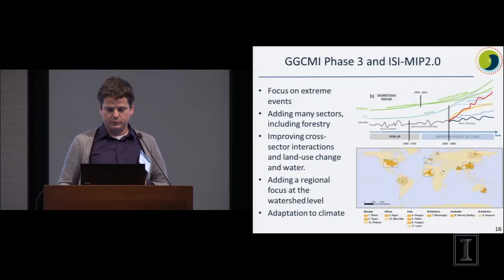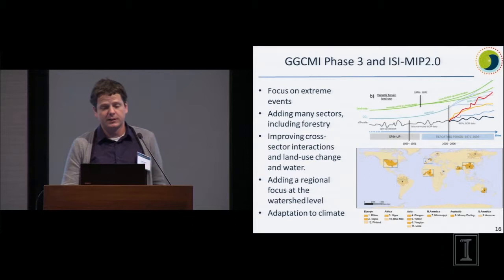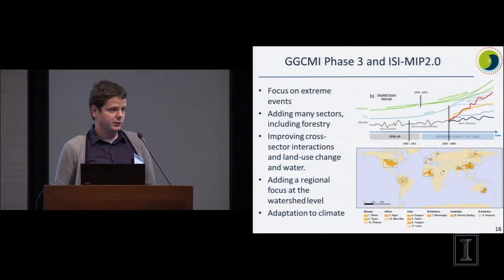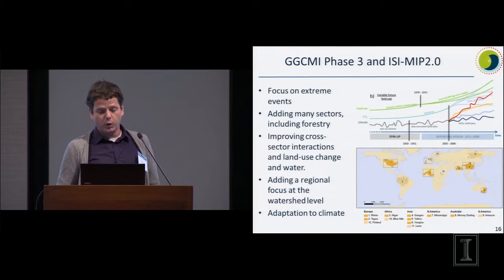And then finally, the next stage of the project in 2015 and 2016 will be a new global assessment of climate impacts to agriculture and other sectors, conducted in partnership with the ISIMIP folks at PIK. This has been in planning over the last year or more. It's going to include, I think, something like 9 different sectors and 100 different modeling groups from around the world, with a focus on extreme events, both in the historical and future period, adaptation options and scenarios, improving cross-sector interactions and land use change analysis, and also adding a regional focus at the watershed level. You can see some of the regions that we're going to be focusing on in the map on the bottom for detailed analysis.